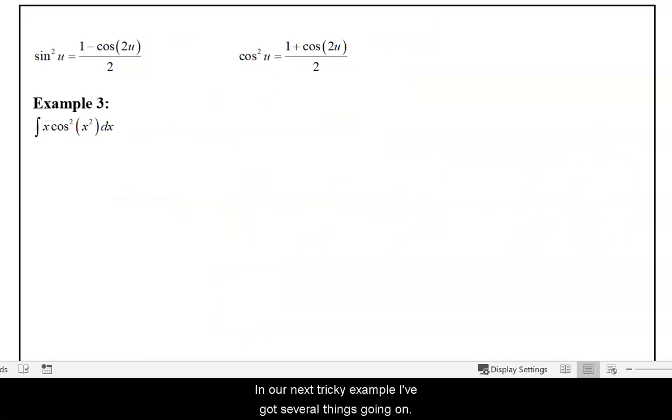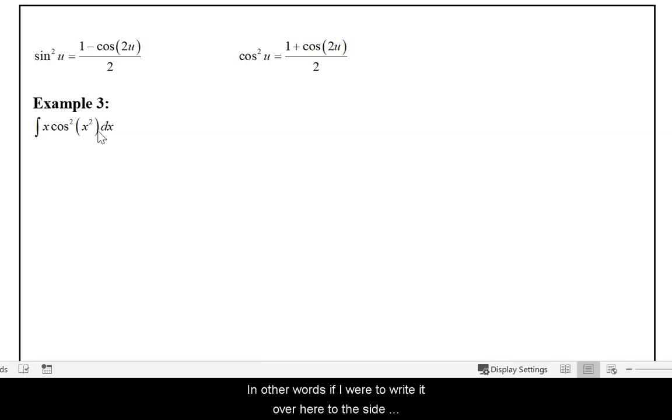In our next tricky example, I've got several things going on. I have a monomial factor x by itself, multiplied by cosine, which is being squared, meaning I have a composed function, which definitely makes me think use substitution. And I have inside the cosine another polynomial expression, x squared. That means that the second factor, cosine squared of x squared, is layered 3 deep.